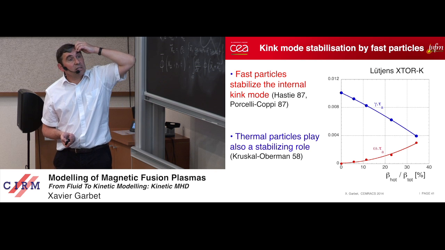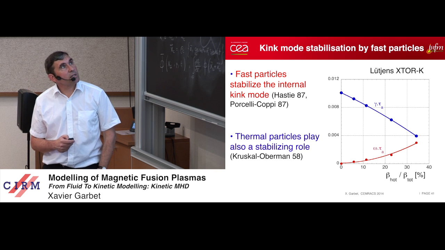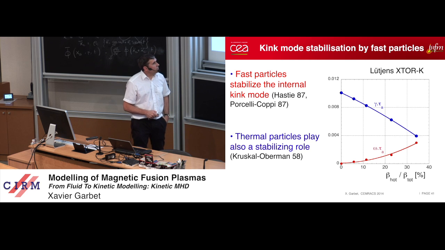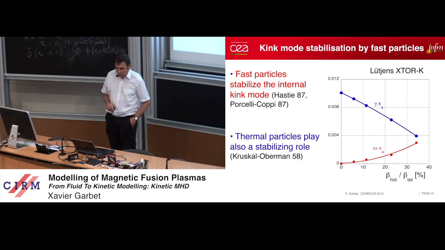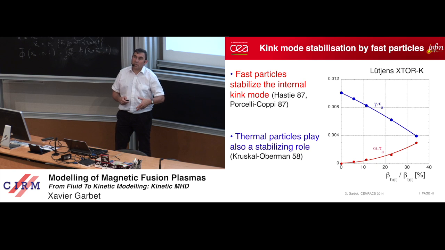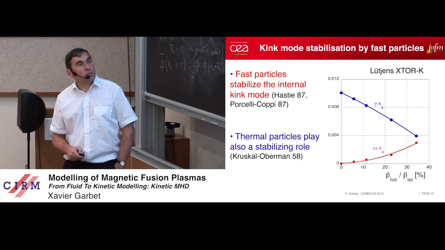This is a very recent, very fresh result, which shows you the growth rate of the internal kink mode, so I'm not talking about the Fishbone, versus the fraction of hot particles. So this is the beta. Beta is the ratio of the kinetic pressure to the magnetic pressure. And actually, this is beta thermal here, it's a mistake. And that's the percentage of energy contained in the hot particles, so energetic particles compared to the thermal particles. And you see that when you increase this ratio, the growth rate decreases.